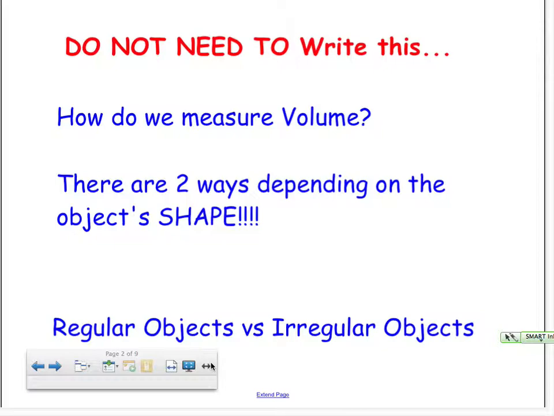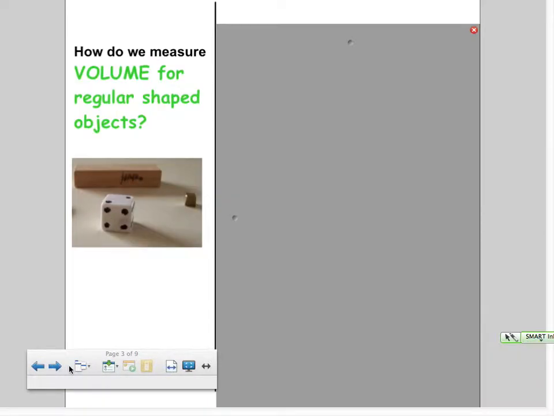You don't need to write this, but the next part is how do we measure volume? Now, there are two ways depending on the object's shape. They are called regular objects and irregular objects. Let's begin with regular objects. How do we measure volume for regular shaped objects?